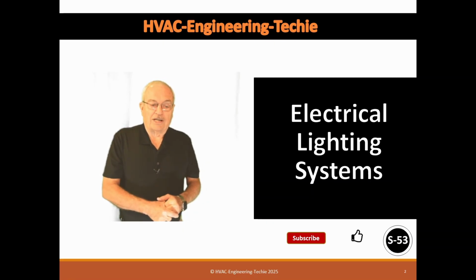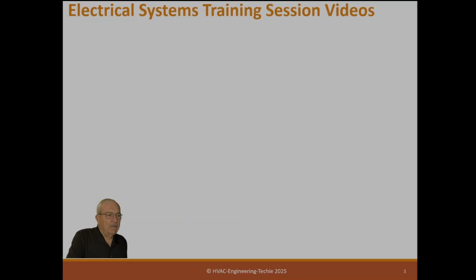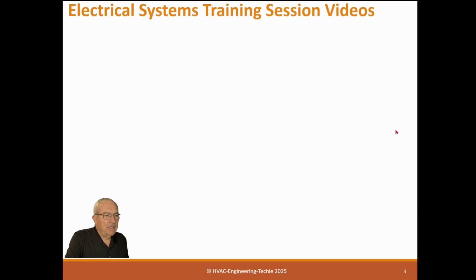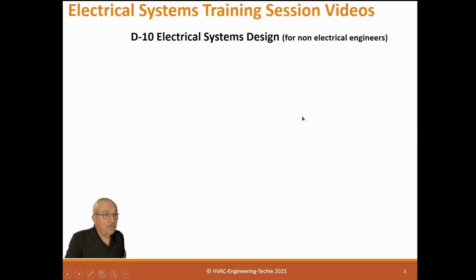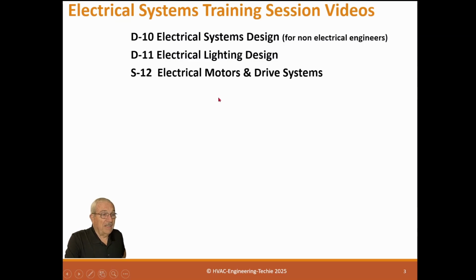Let's get started on electric lighting systems. The first thing, I just want to review the videos we have available in the electrical training series. I know you may have seen this already if you've watched the other videos, but we'll go through this just in case you have not. D10 is electrical system design. It's actually for non-electrical engineers. It's basically design light. D11 is electrical lighting design, same thing, design light.